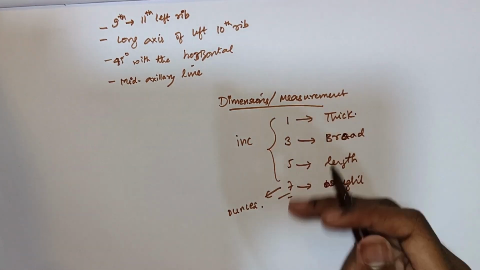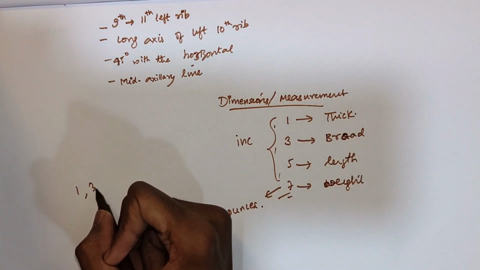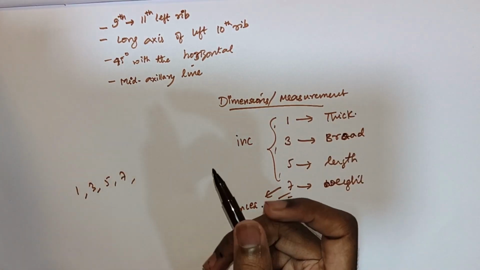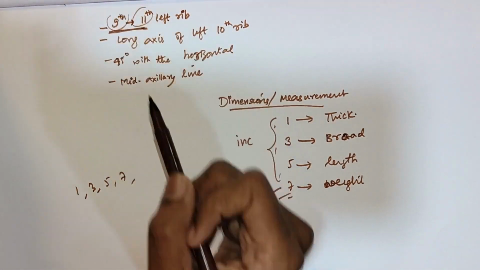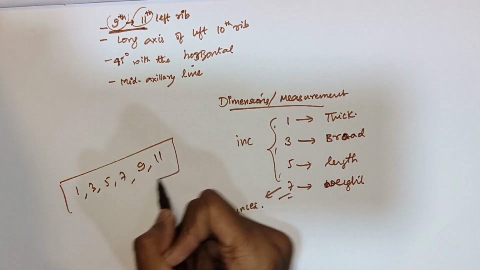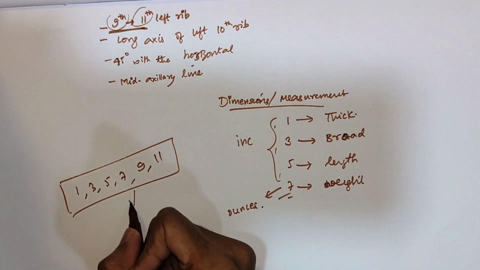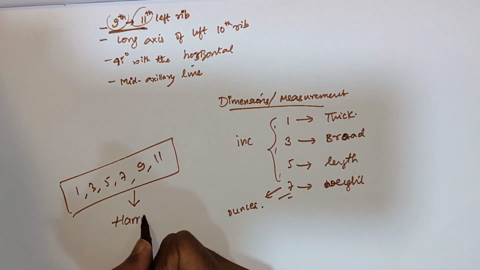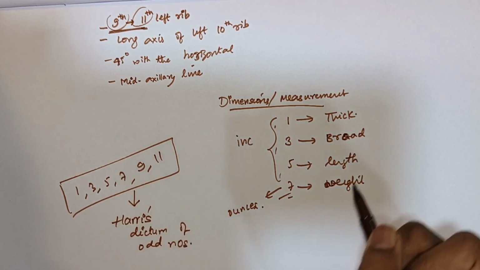Okay. Now, as you can see, here we have a collection of odd numbers, that is 1, 3, 5 and 7. And we also know the spleen lies between the 9th and the 11th left rib. So we also have 9 and 11 here. So can you appreciate a collection of odd numbers here? Yes. So this is what is known as the Harris's dictum of odd numbers.